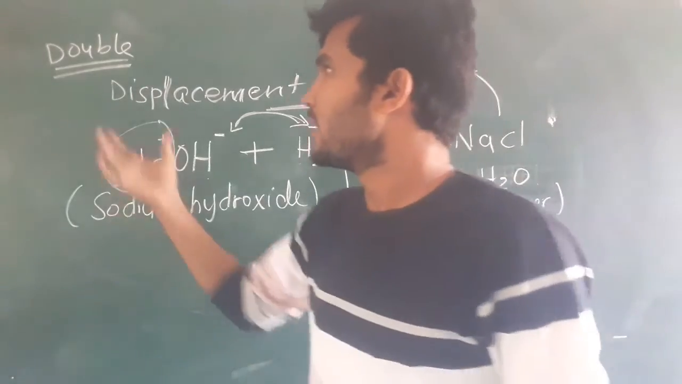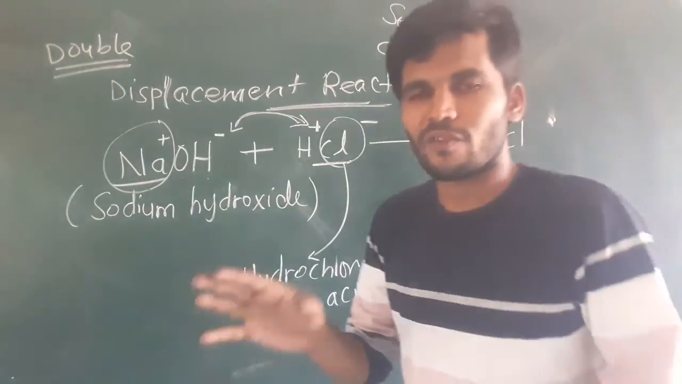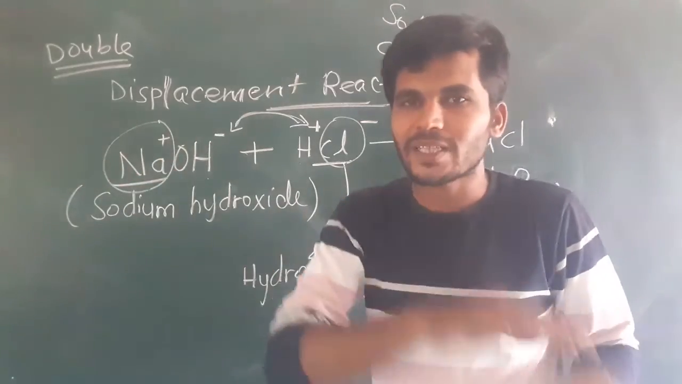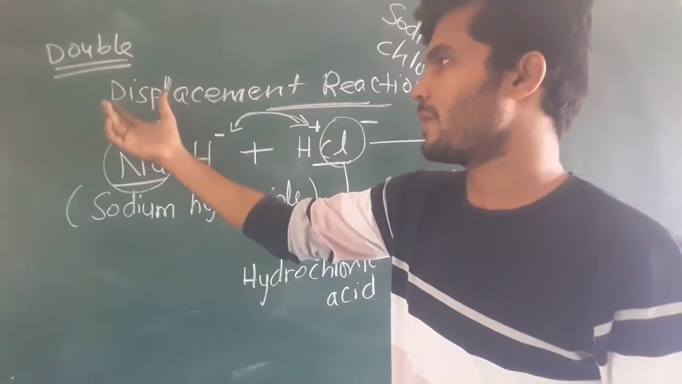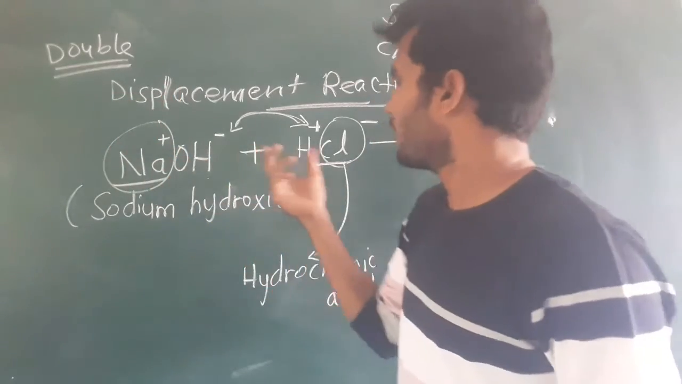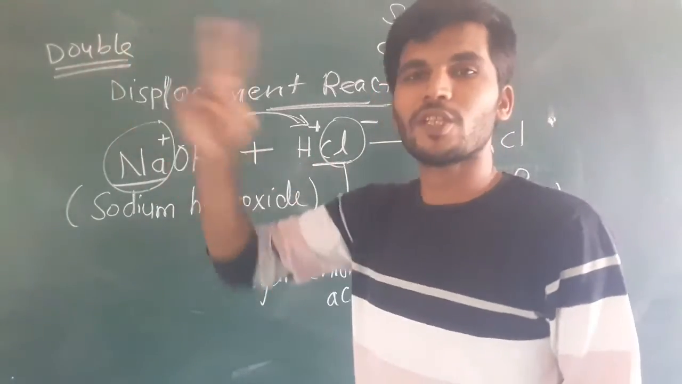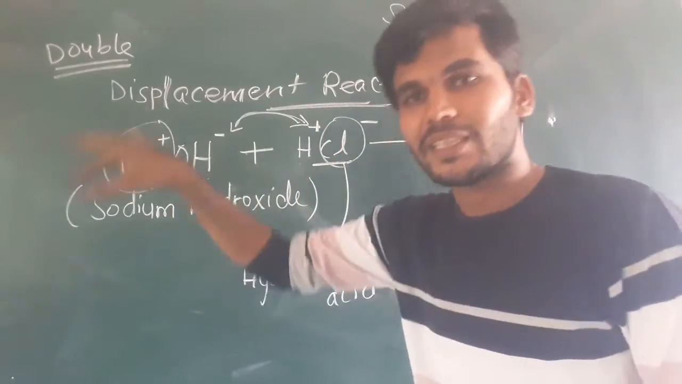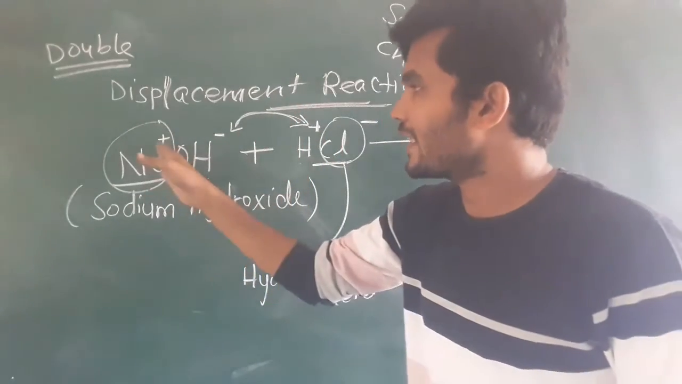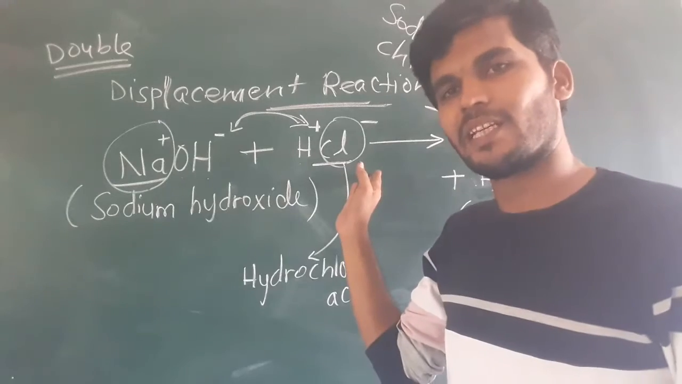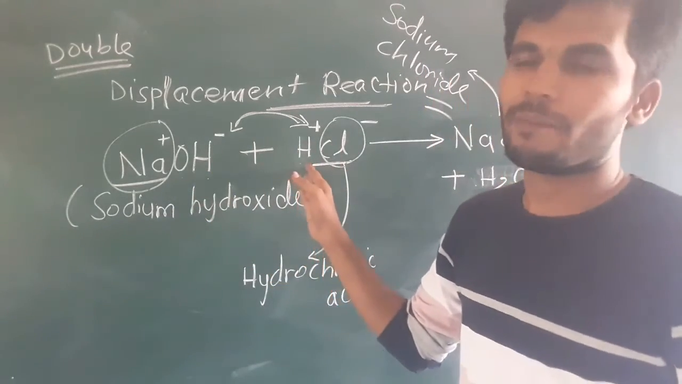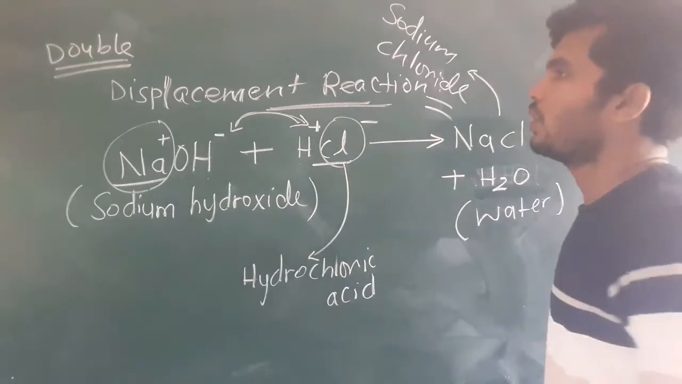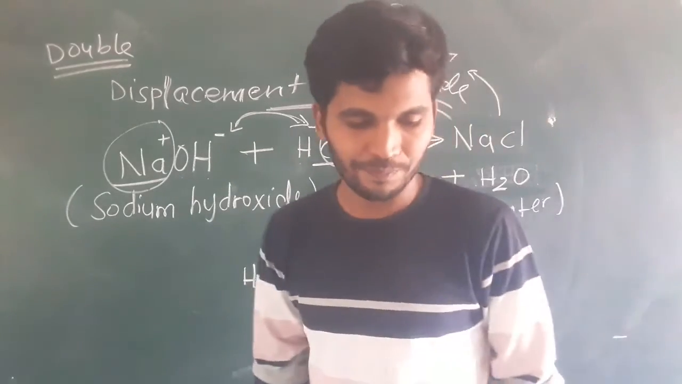So till now, displacement I think you have understood. When a highly reactive metal displaces a less reactive metal, it is called the displacement reaction. And double displacement means, double means two, right? Two chemicals are changing among themselves. इसका जो पॉजिटिव है इसके नेगेटिव के साथ में कंबाइन हो गया, एंड इसका जो नेगेटिव है वो इसके पॉजिटिव के साथ में कंबाइन हो गया, and this is called the double displacement reaction.